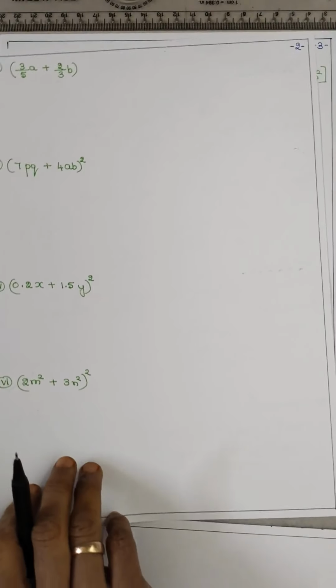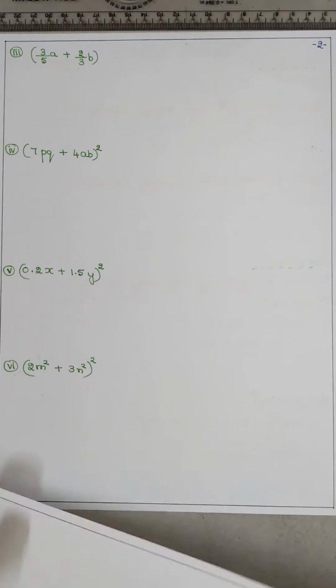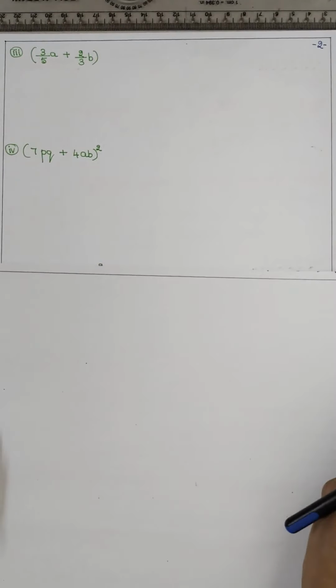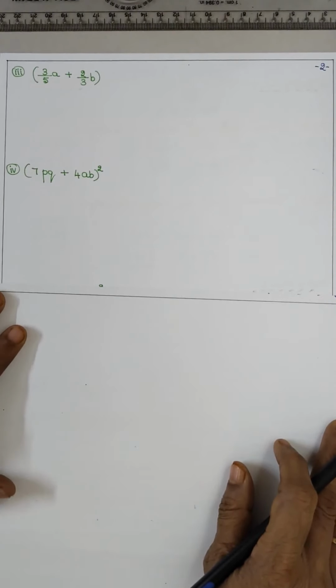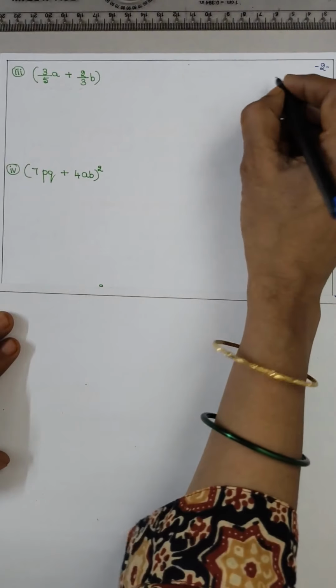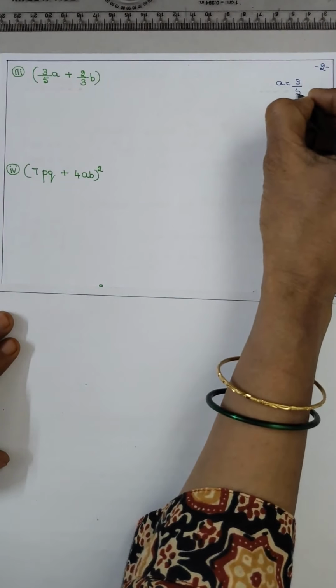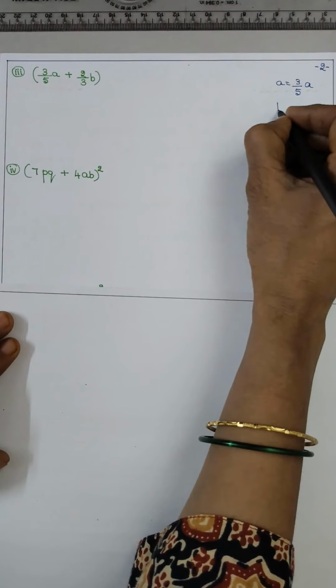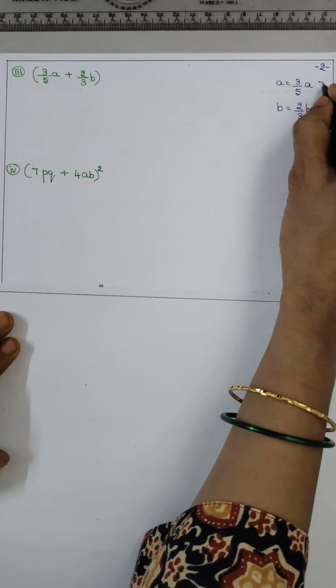Now coming to question number 3, it is a fraction. So you have to be a little bit careful. Okay, now a is how much? First term is 3 by 5 a, and b is equal to 2 by 3 b.